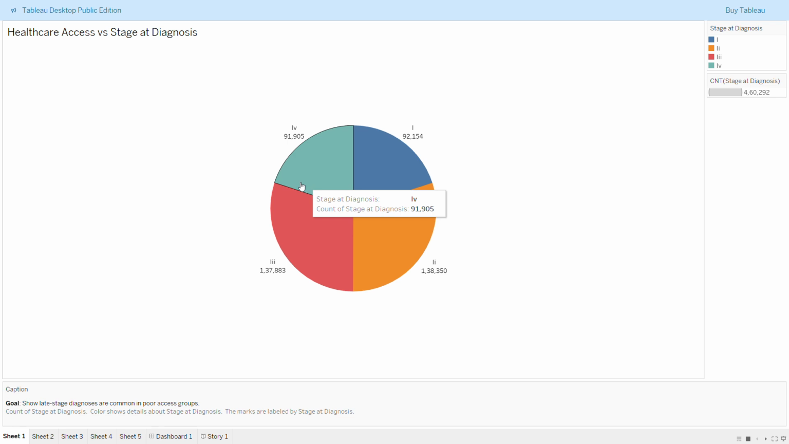And the goal I mentioned here is showing late stage diagnoses are common in poor access groups and the count of stage at diagnosis, which shows that the colors show details about the stages, that is first, second, third stage and fourth stage are mentioned in different colors. The marks of count are also labeled in each stage, that is 1,38,000, 92,000 and others as well.